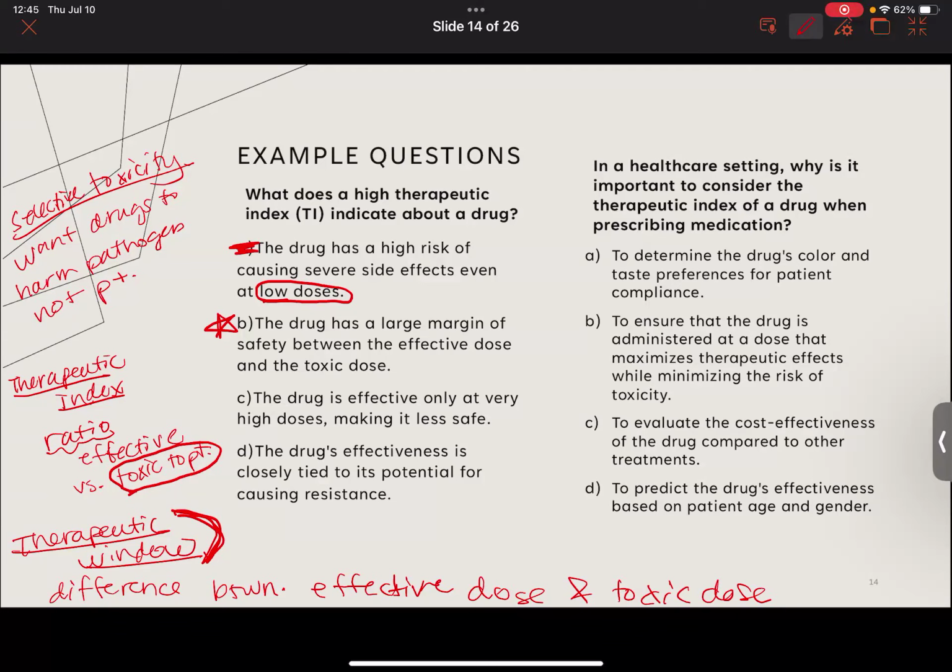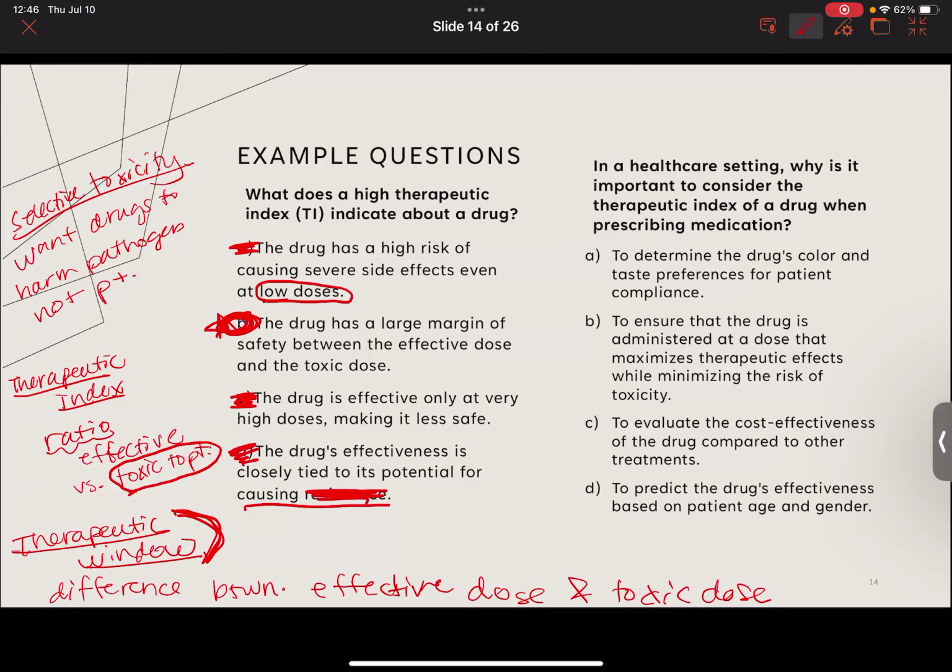So we want a high therapeutic index there. The drug is effective only at very high doses, making it less safe. I mean, that's not necessarily true. Even if a drug is effective at high doses, that doesn't immediately insinuate that it's unsafe. That's kind of wrong, and it would be more specific to a specific drug at a specific interaction. Overall, for our therapeutic index, we're leaning towards B: the large margin of safety between the effective dose and the toxic dose. But if you have a high therapeutic index, does it mean the drug's effectiveness is closely tied to its potential for causing resistance? Therapeutic index has nothing to do with antibiotic resistance. So B was our answer there.